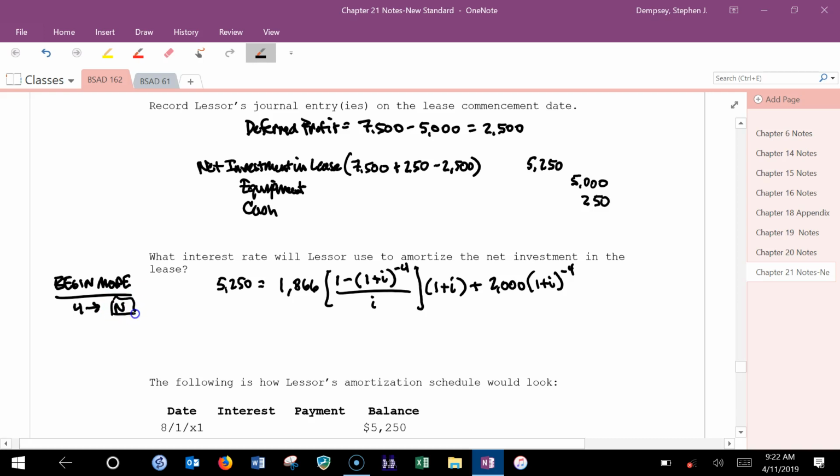We're looking for I, so we skip it. Our payment, 1866. $2,000 for future value. And we'll have to put in negative 5250 for the present value.